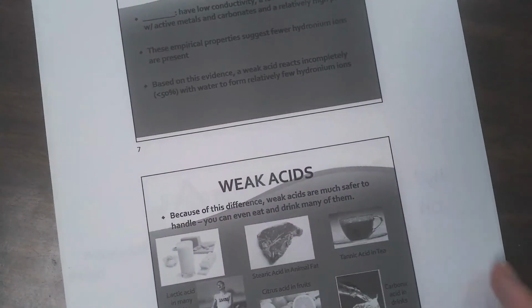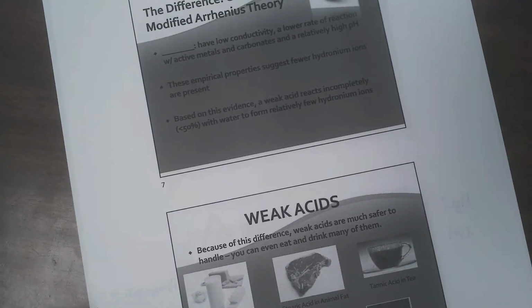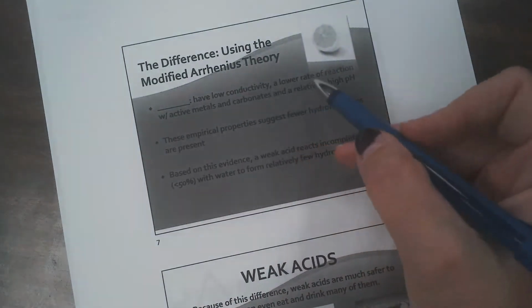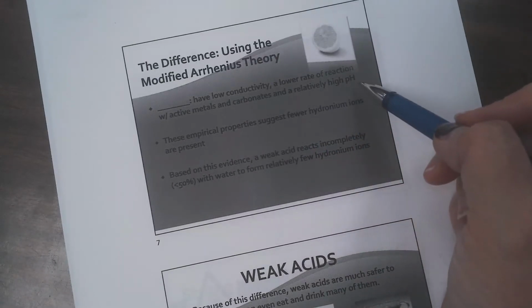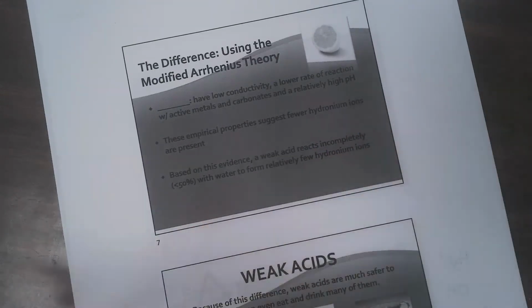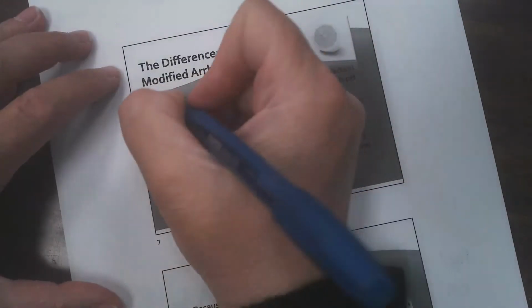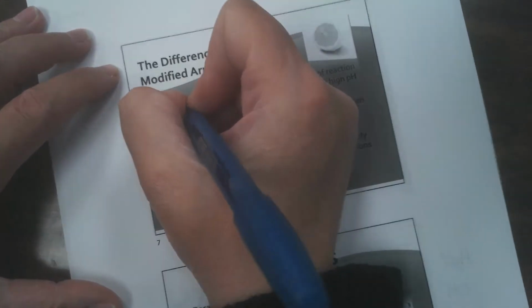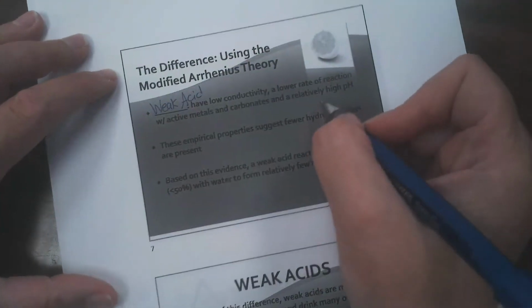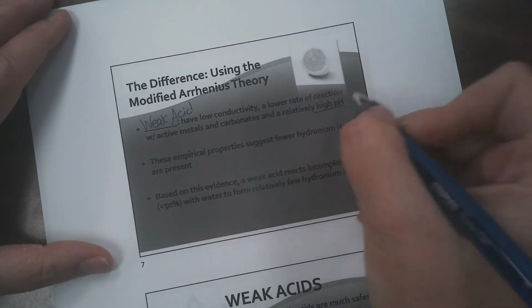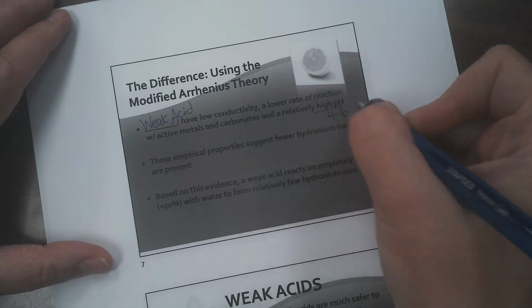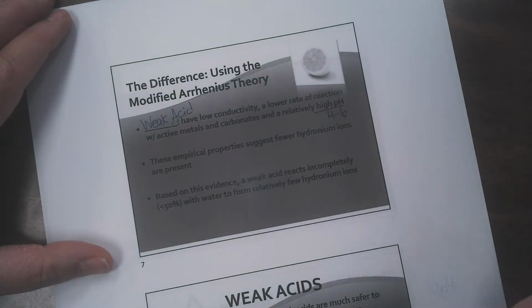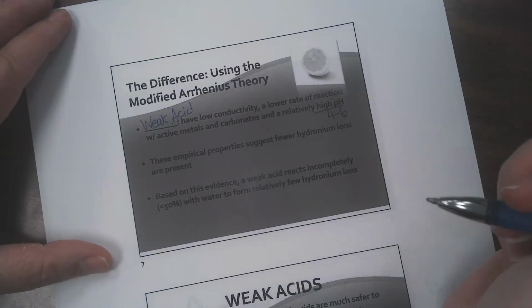The difference using modified Arrhenius theory, when we're looking at low conductivity, low rates of reaction with active metals and carbonates, and a relatively high pH, is that we're not looking at a base, but at a weak acid. This is a little misleading where it says a relatively high pH. This means like 4 to 6, not anything above 7, but in the higher end of less than 7.